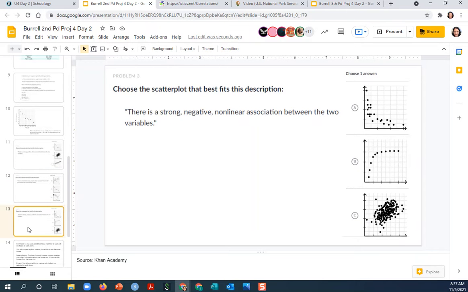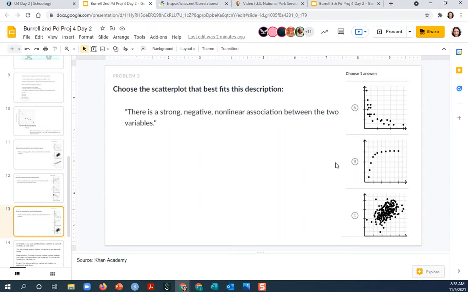All right, so everything that we're going to do for your projects is going to be linear relationships, but this one's talking about a nonlinear association. So I want you to remember that not every association is linear. So this says there is a strong negative nonlinear association between the two variables. Strong negative nonlinear. All right, raise your hand if you chose A. Okay, raise your hand if you chose B, and raise your hand if you chose C.